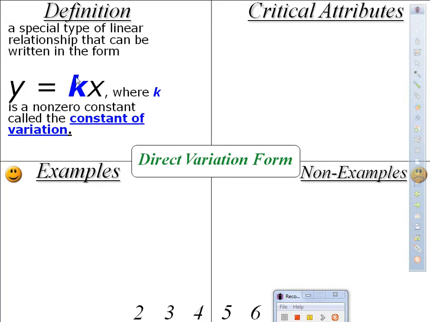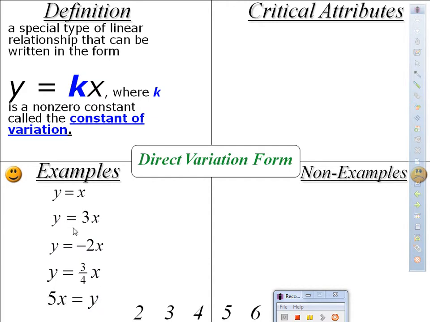So with blue, I want you to overlay the letter k with blue and underline with blue where it says constant of variation, so that you know that the k stands for what? The constant of variation. So let me give you the examples, and you already have them written down on your Cornell notes. Y equals x is a direct variation. Y equals 3x is a direct variation. Y equals negative 2x is a direct variation. Y equals 3/4 x is a direct variation. And 5x equals y is a direct variation.